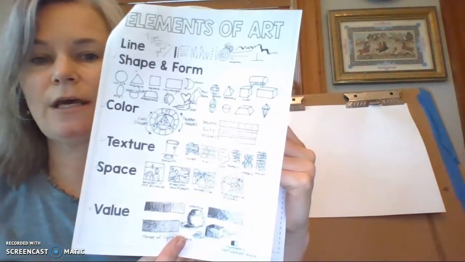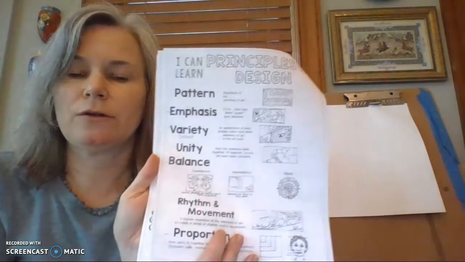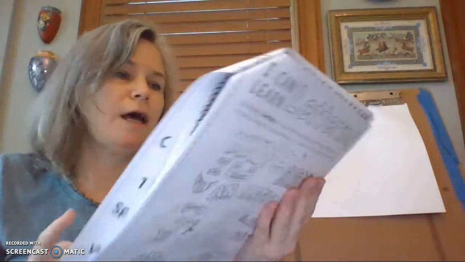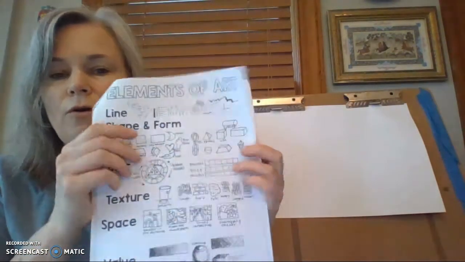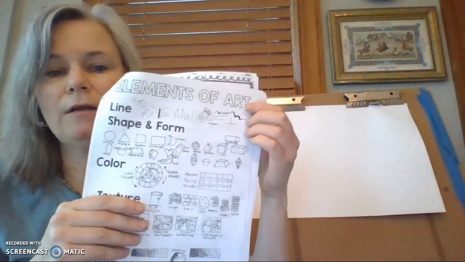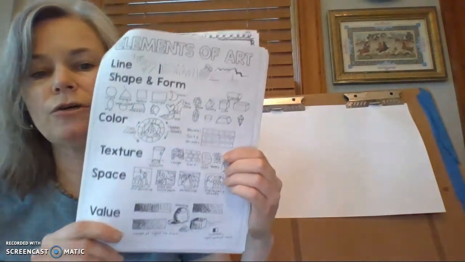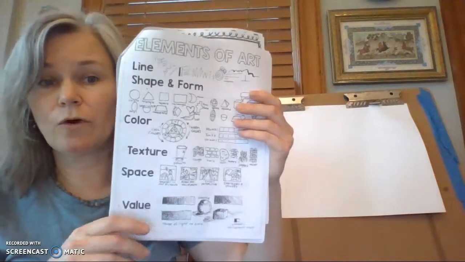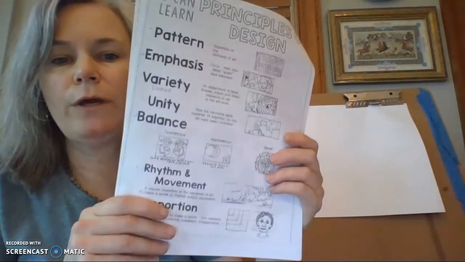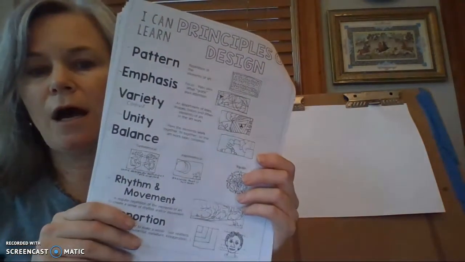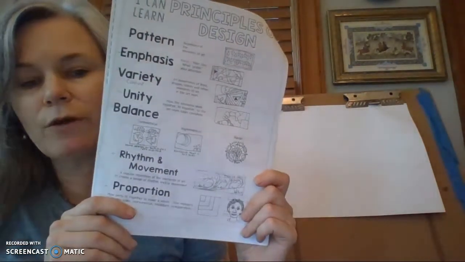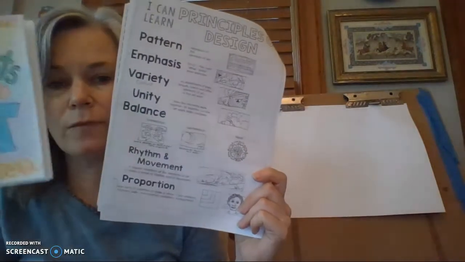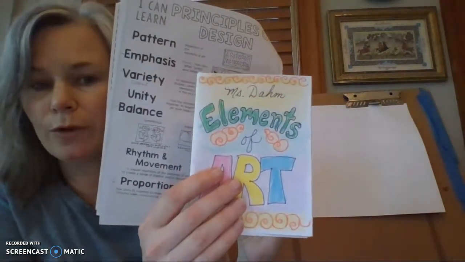So you have something that looks like this and something that looks like this, okay? And so you're going to have a page for line, shape, color, texture, space, and value. Shape and form go together. Form is three-dimensional, shape is two-dimensional. And then, let's turn my page here. When we get on this side of principles of design, you're going to put unity and balance together and rhythm and movement together in order to fit them in our little book.